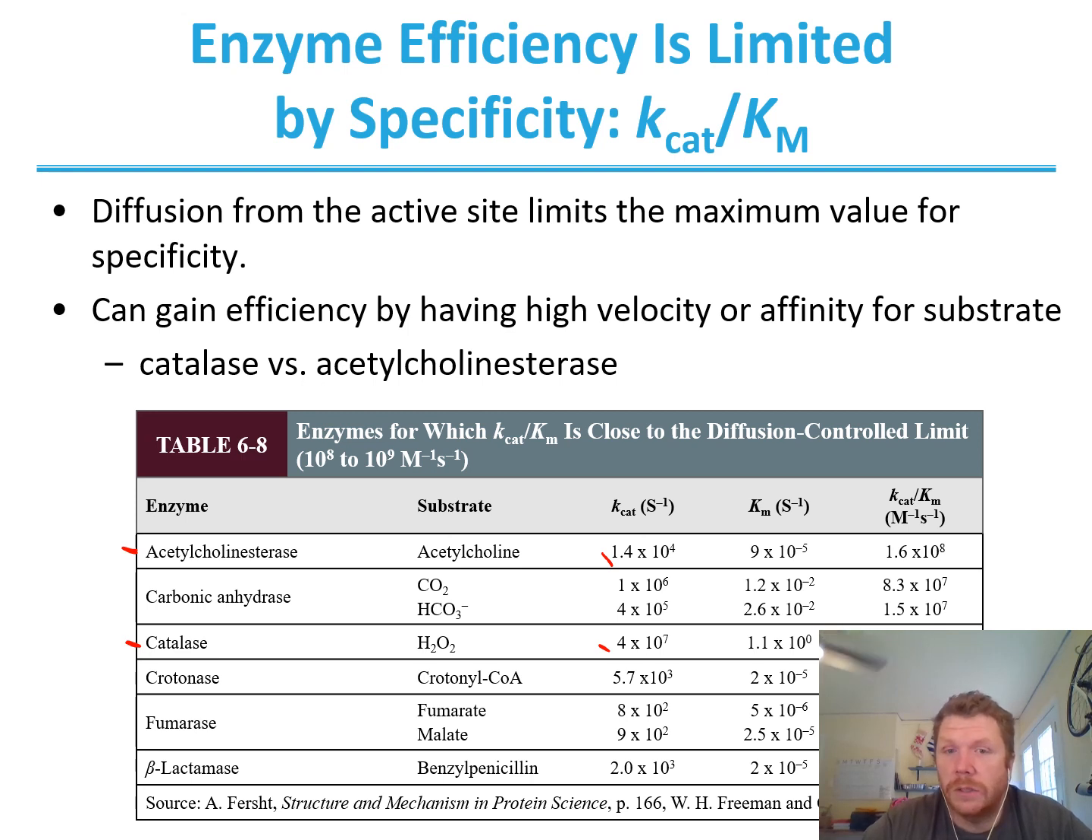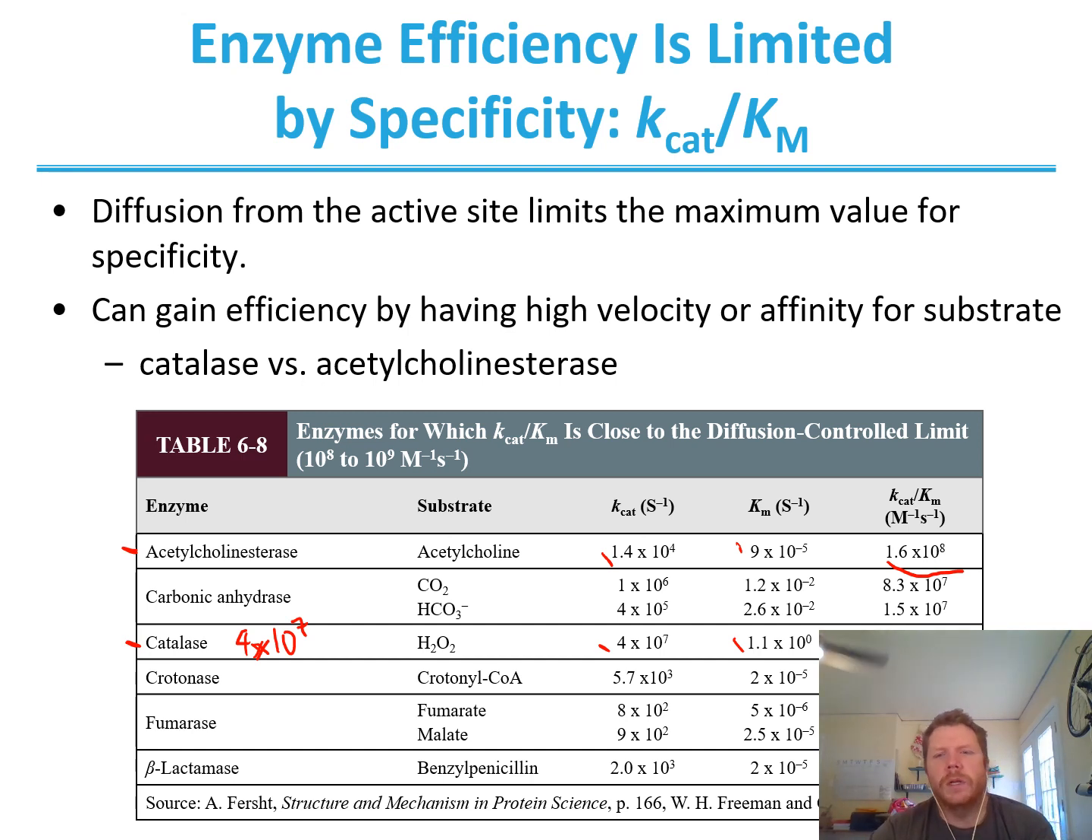And as soon as it grabs onto that substrate, what do we know about catalyzing the reaction? Our Kcat tells us a little bit about that. So what we're looking at here is a ratio of, as soon as it gets the substrate, what does it do with it, compared to, well, does it have a high affinity for that substrate? Our Km for acetylcholinesterase is 9 times 10 to the negative 5th, and our Km for catalase is 1.1 times 10 to the 0th. So ultimately what that means is we have a Kcat over Km ratio for catalase that's 4 times 10 to the 7th, compared to our Kcat over Km for acetylcholinesterase, which is 1.6 times 10 to the 8th.